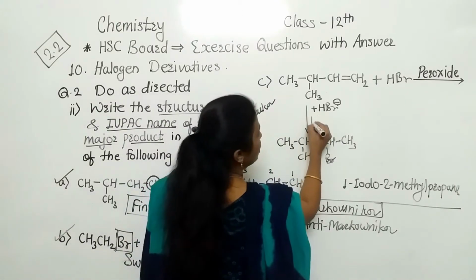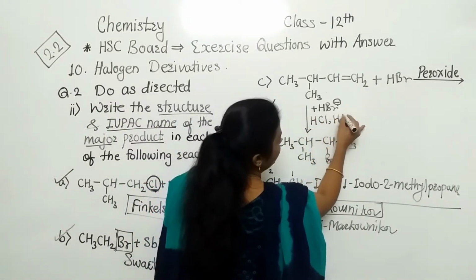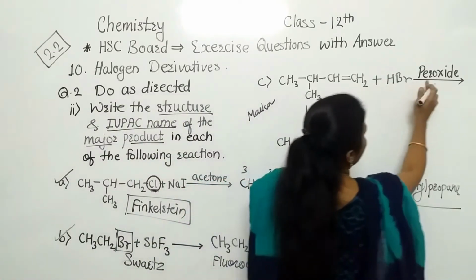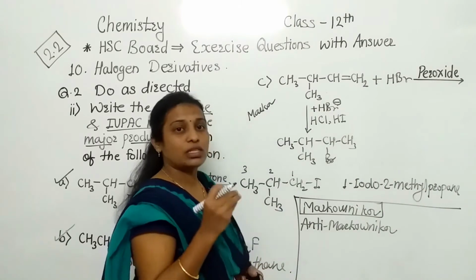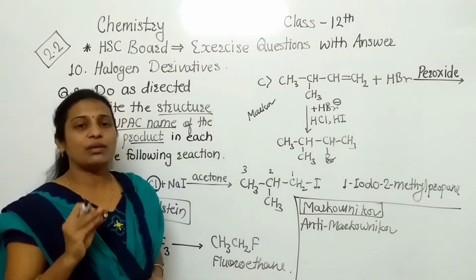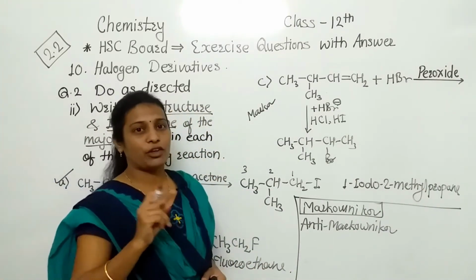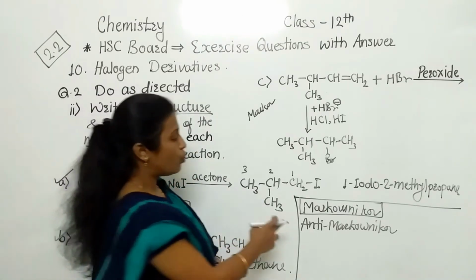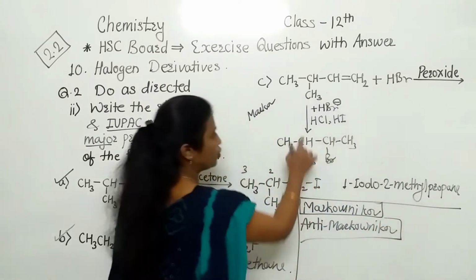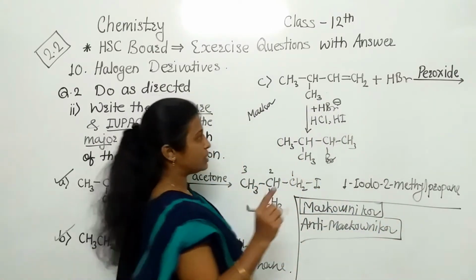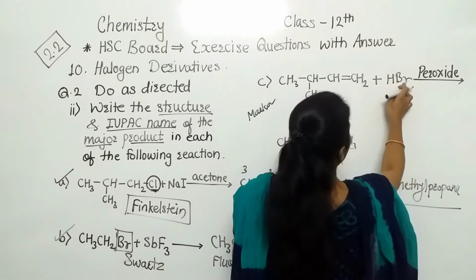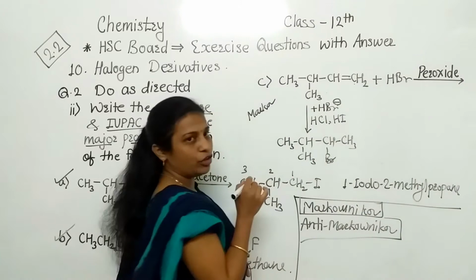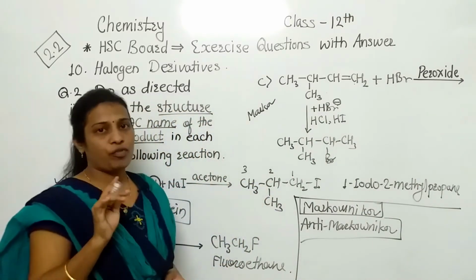That Markovnikov rule is applicable for the HCl, HBr as well as HI. But if we consider here, there is a peroxide is given. So this is the anti-Markovnikov rule. Anti-Markovnikov rule is also called as a Kharasch rule, as well as it is called as a peroxide effect also. What is that anti-Markovnikov rule? It is totally opposite to this one. What is that? See, negative part of the reagent get attached to that carbon which having the more number of hydrogen in presence of peroxide.